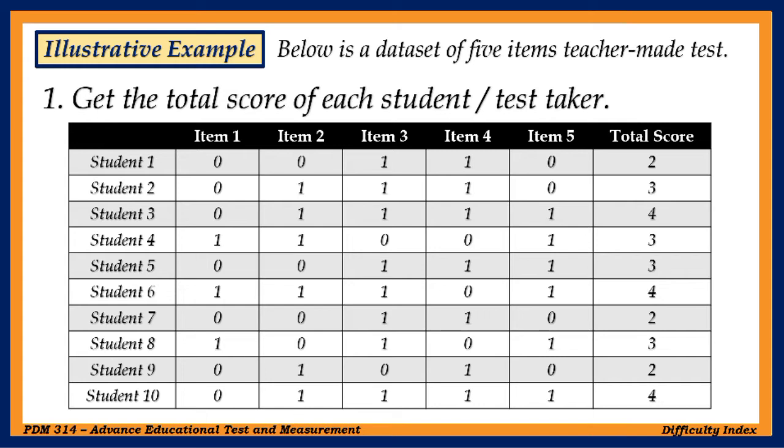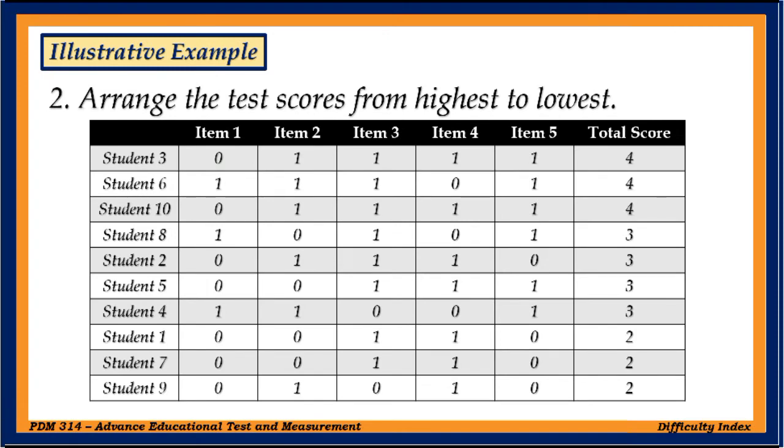On the table are the details for each student's performance in the test. Correct responses are denoted by 1, while 0 is for wrong answers. Scores were counted and summed in the last column. Second step, arrange the test scores from highest to lowest. The highest scorers are students 3, 6, and 10, while the low performing are students 1, 7, and 9. The rest are considered the middle or average group.